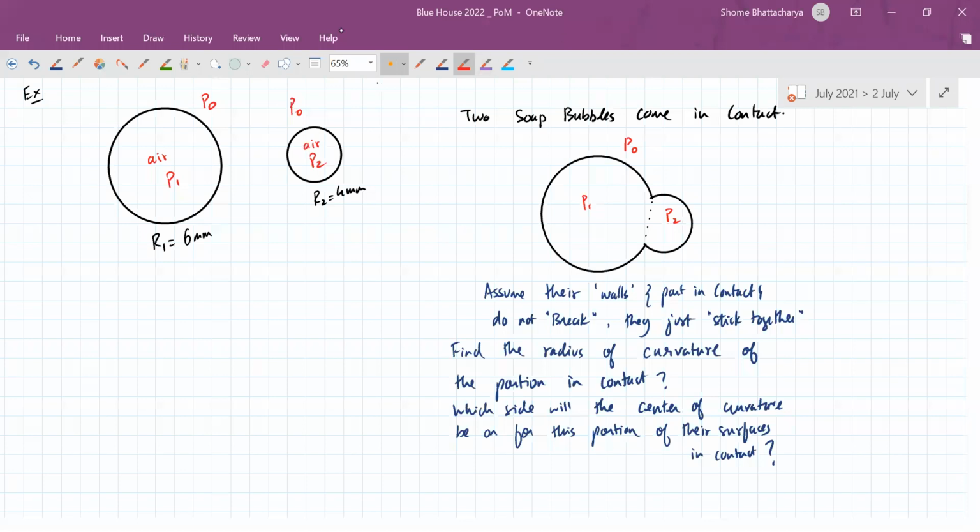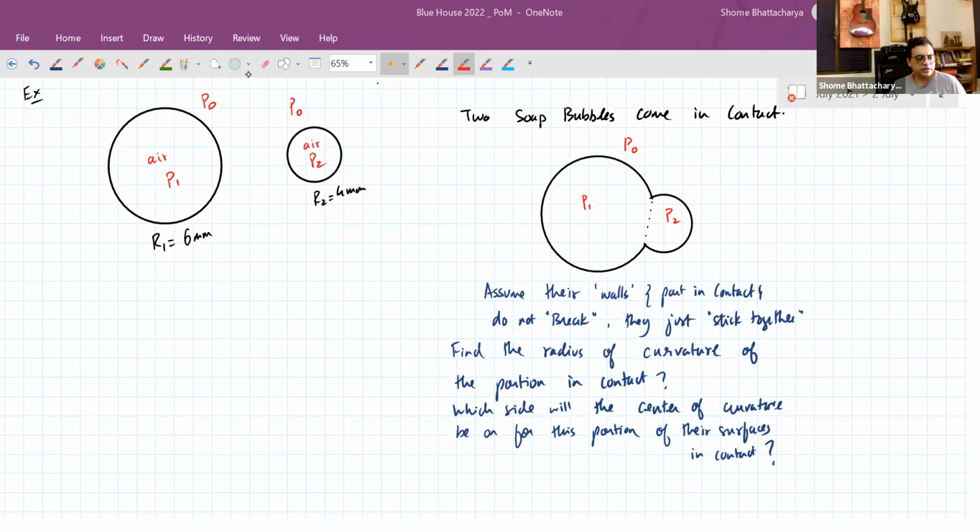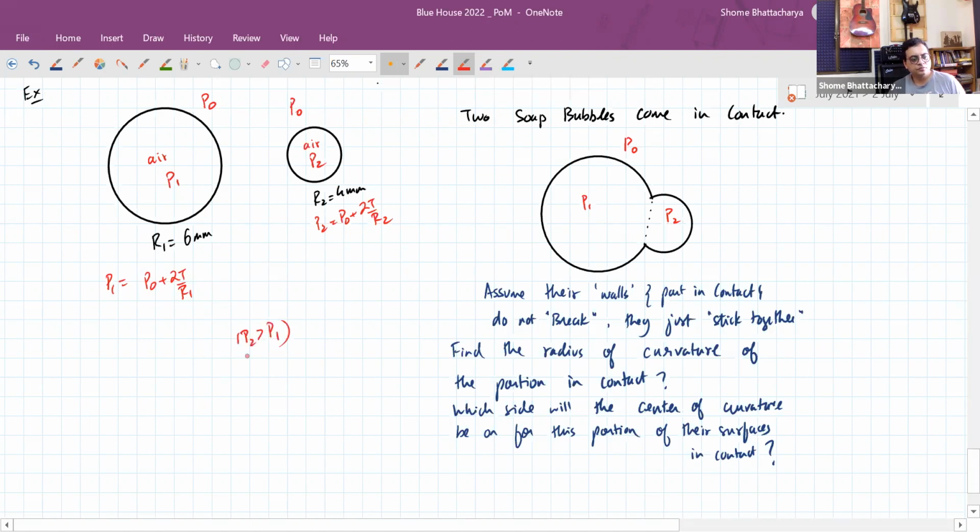Yes, Dhruv, that is correct. Very good. So what you can see here is that P1 is equal to P naught plus 2T by R1. And here P2 is equal to P naught plus 2T by R2. So you can see that P2 is greater than P1. So that same concept applies here. P2 is greater than P1. That means this surface will be something like this. Where they are in contact, this surface will be something like this. So the center of curvature will be somewhere on this side.